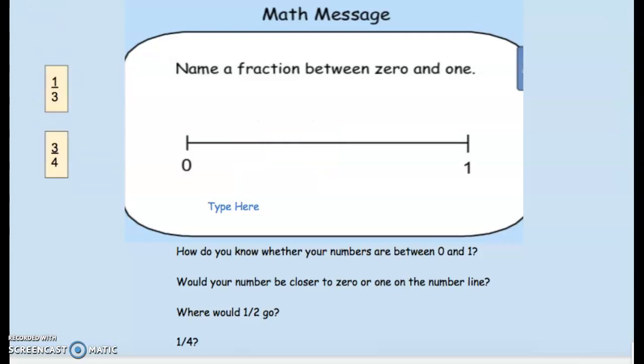Let's practice some more. Where do you think 1/3 would go on the number line? Is it closer to 0 or closer to 1? Point to your screen with where you think 1/3 belongs on the number line. If you think it goes closer to 0, you would be correct. What about 3/4? Is 3/4 closer to 0 or closer to 1? That's right. 3/4 is closer to 1 and would go closer to 1 on the number line.